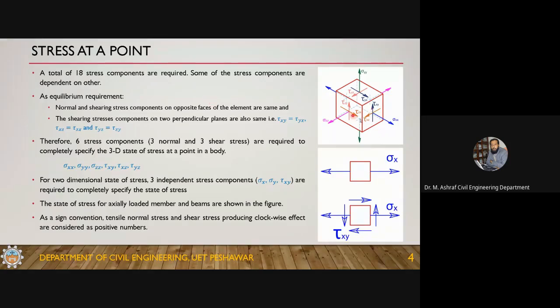Out of those 9, 3 are normal components, sigma xx, sigma yy, sigma zz, and 6 are shear components. You can see it as 3 or 2 plus 2 plus 2. So out of those 6, 3 depend on the other 3; you can say they are the same.